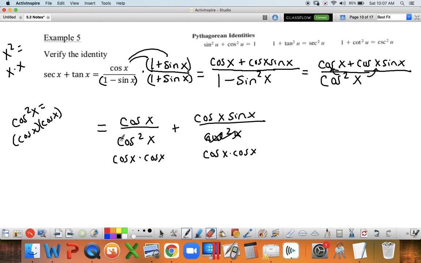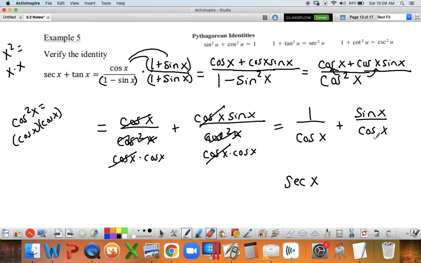Okay. Which means this cosine x can cancel with that one. This cosine x can cancel with that one. So I'm left with 1 over cosine x plus sine of x over cosine of x. 1 over cosine of x is secant x. Sine over cosine is tangent. And lo and behold, we got down to what we were trying to prove, that the right-hand side is equal to secant x plus tangent x.